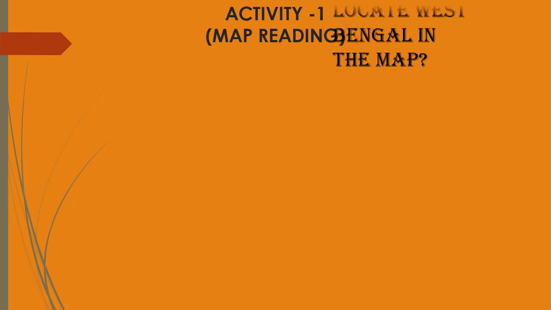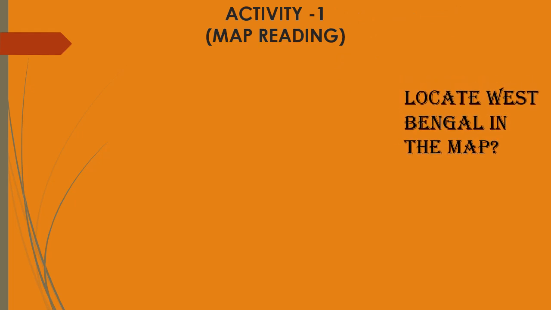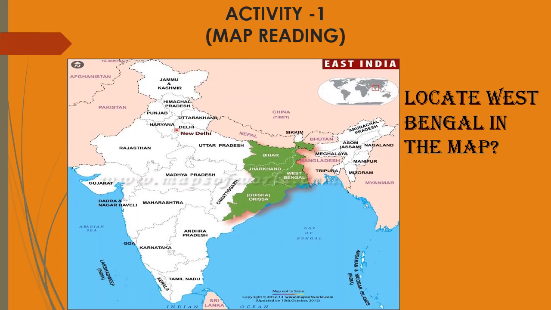The activity that we are going to do now is called map reading activity, which means I will teach you how to read a map, how to find or locate different places on the map. For example, here is one question: locate West Bengal in the map. So before starting this activity, we should be aware of the directions.